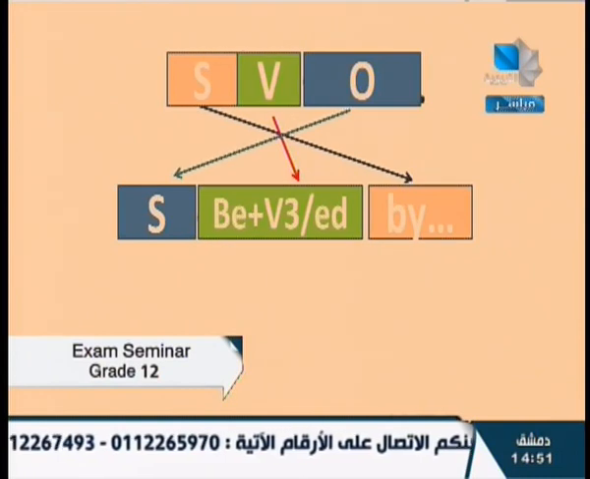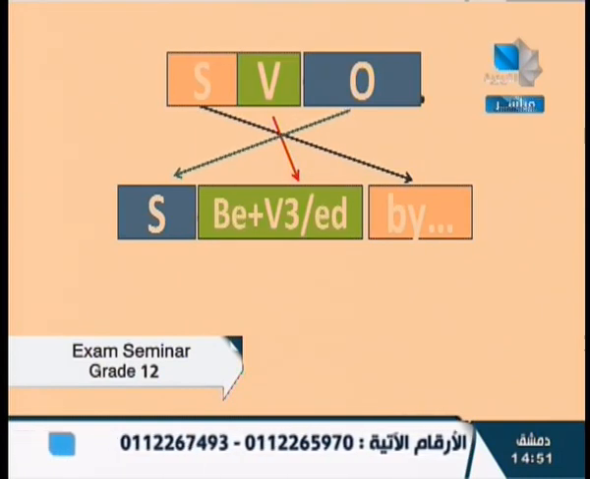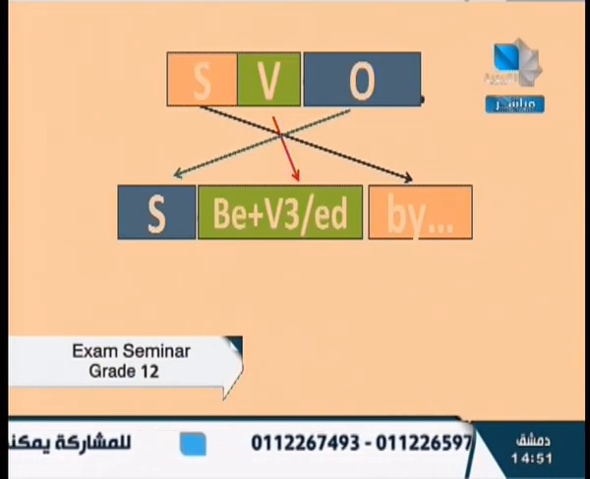To make passive, there are 3 steps. Again, we use the object as a subject. This is step number 1. Step number 2, we use verb to be. We use verb to be again in the same tense as the active verb.